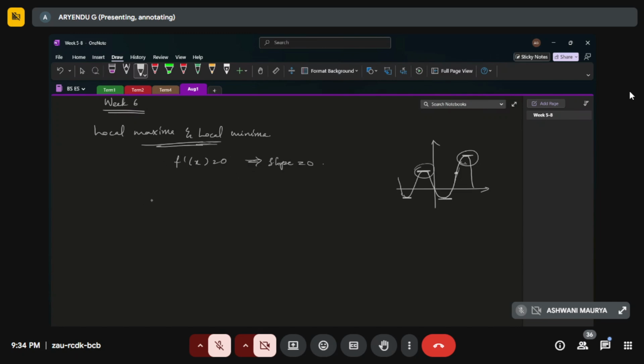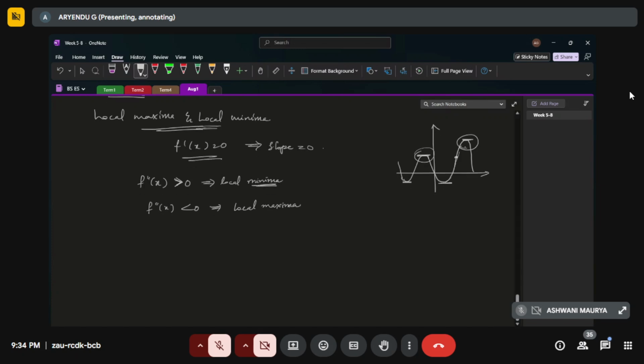So for local maxima and local minima, the first criterion is this, and then the second criterion is f double dash of x. If f double dash of x is greater than 0, then that point is the local minimum. You just have to think that it is the opposite. If it is greater than 0, then it is the local minimum. And if f double dash of x is less than 0, then it is the local maximum.